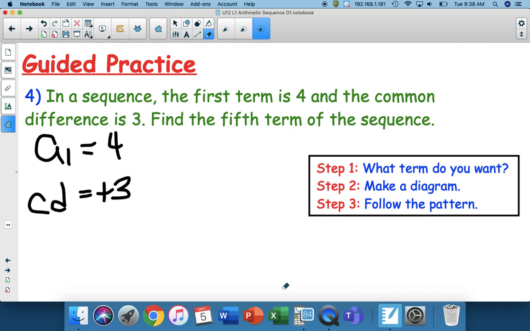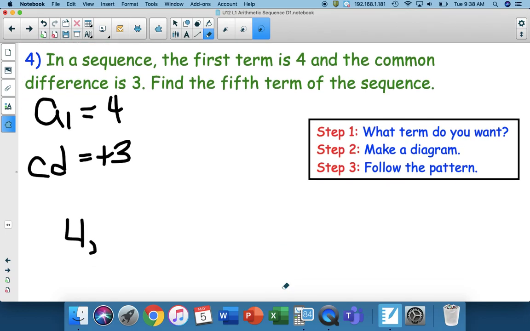Real easy. For this one, we don't do any formulas. It's only the fifth term. It's a small number. So we'll just write it. So our first term is 4. I'm going to use a different color here. Give me 1 second. All right. So then we have 4 plus 3. That's going to give us 7. 7 plus 3 is 10. 10 plus 3 is 13.